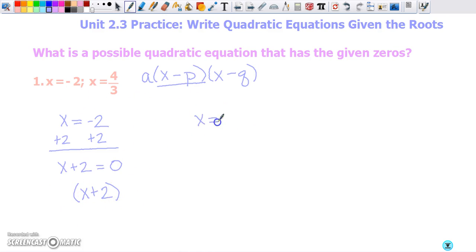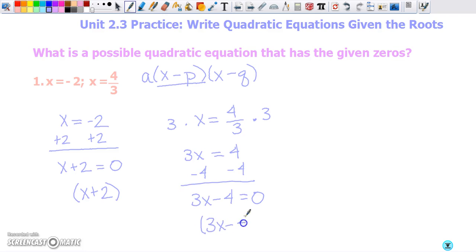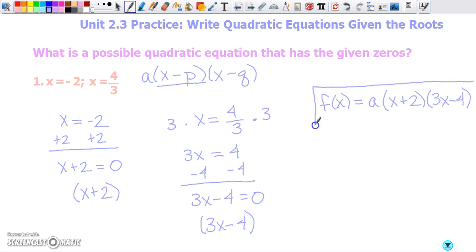Now our x equals 4/3. What I'm going to do is actually start with multiplying by 3 to begin with. So I get 3x equals 4, and then I'm going to subtract 4 from both sides to get 3x minus 4 equals 0. And so then we get our factor of 3x minus 4. When we write our answer for this, we'd write f of x equals, and I'm going to put this a here because we don't know what that a term is, but x plus 2 times 3x minus 4. And that would be your final answer for your equation here.